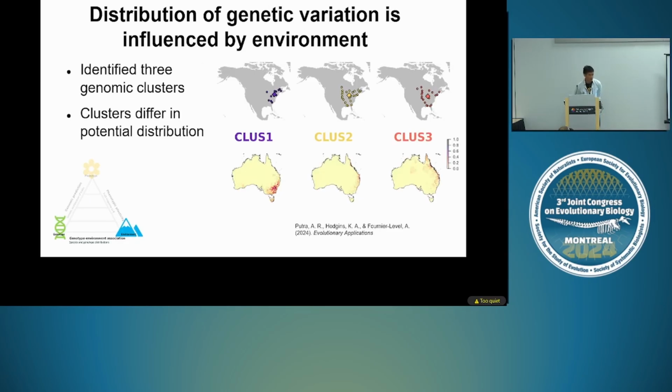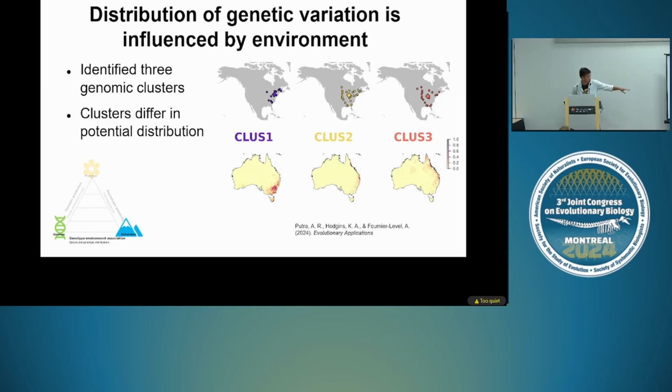So the first thing I want to discuss is the relationship between genetic and environmental variation. Here I took the genetic data and identified three genomic clusters using an admixture program, creatively named cluster 1, 2, and 3. And what we found was that the distribution of these clusters was non-random: certain genotypes, certain clusters, favored certain environments.